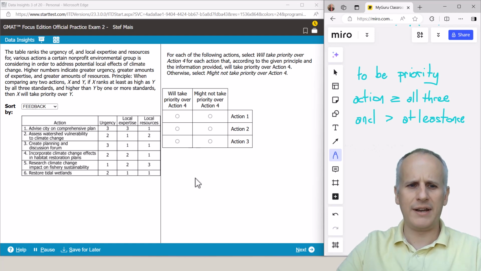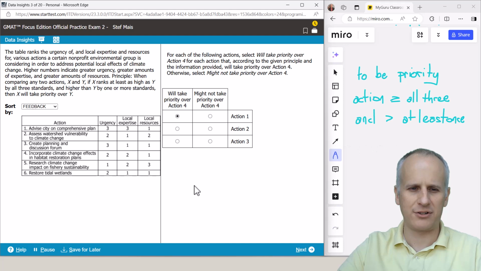So action 1 has to be greater than or equal to action 4 on all three of these standards. So it's certainly highest on urgency. It's certainly highest on local expertise. And if we look at action 4, it is equal on the local resources. So it matches all of those, and it is at least one greater than action 4. So action 1 absolutely will take priority over action 4.